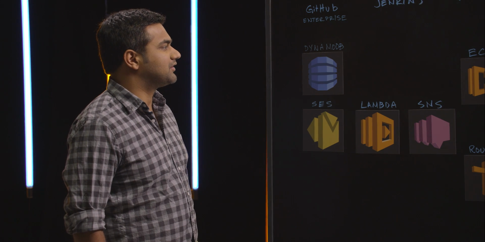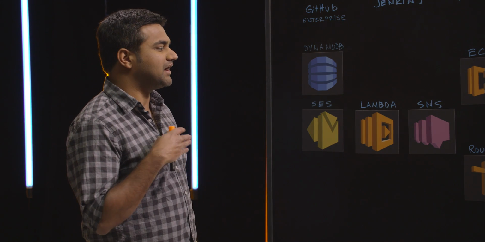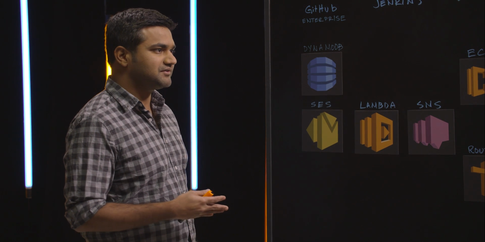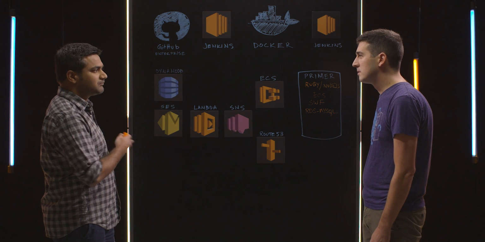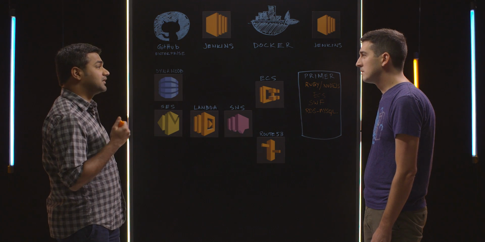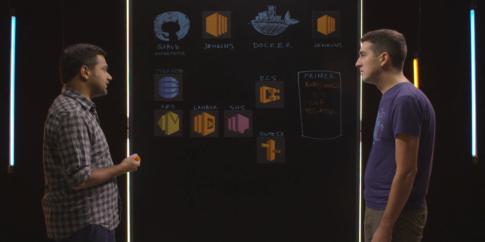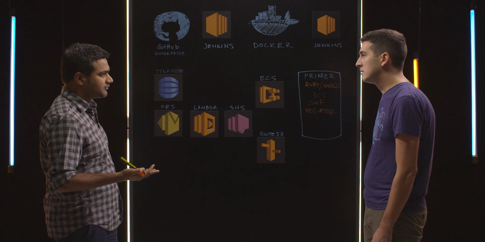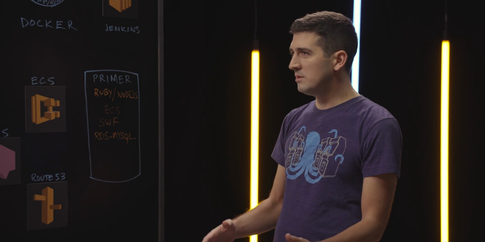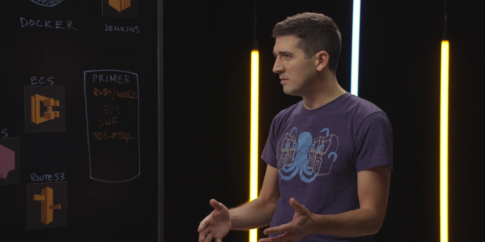Yeah, so what we are trying to solve here is we are letting the developers focus on their applications. And we are building the building blocks that are required for them so that they can go and deploy to Amazon, whether it is ECS-based deployments or whether it is EC2-based deployments with CloudFormation. Okay, so you built a platform called Primer. How do developers interact with it?